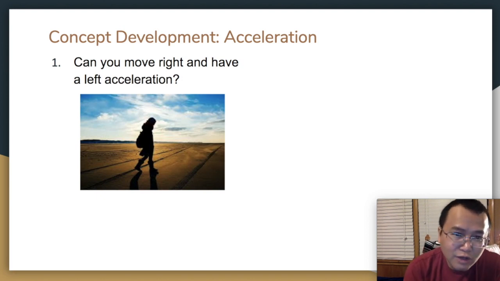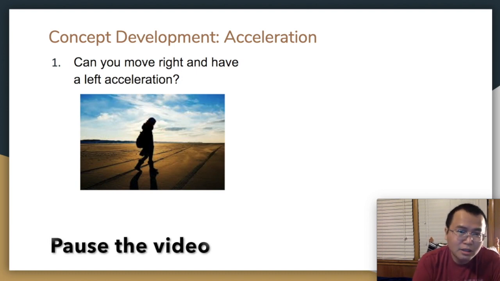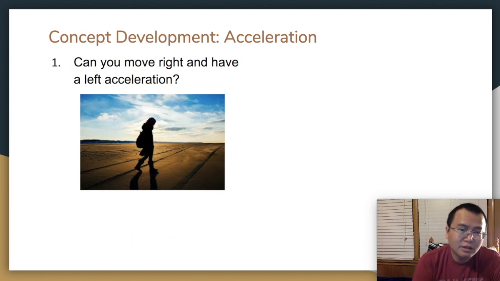Can you move right and have a left acceleration? Pause the video and see if you can answer that. Alright, so the answer is yes. In order for you to slow down if you're going right, your acceleration must be left, in order for you to slow down to a complete stop and then turn back around.